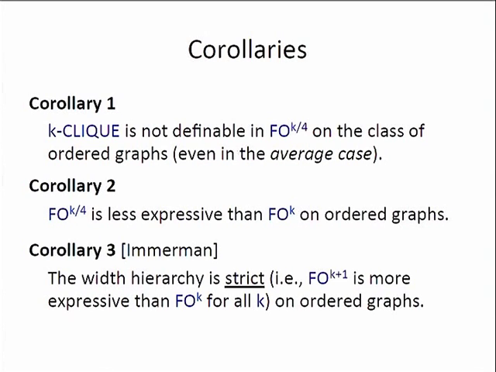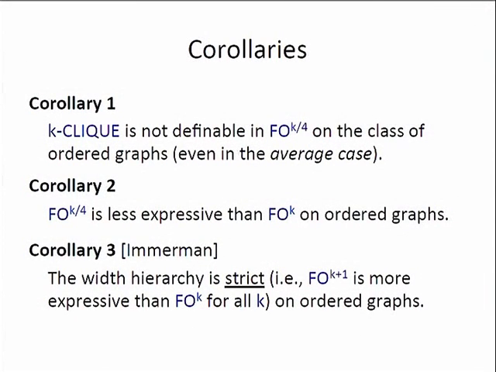Okay, so some corollaries of this result are that, well, this shows in particular that the k-clique property is not definable with k over 4 variables on the class of ordered graphs. And in fact, this even holds in some kind of average case sense. So, of course, this implies that the k over 4 variable fragment is less expressive than the k variable fragment of first order logic on the class of ordered graphs. So this shows that the width hierarchy for ordered graphs is infinite.